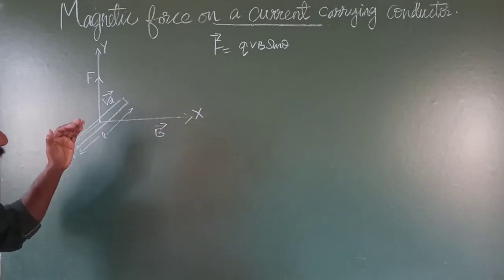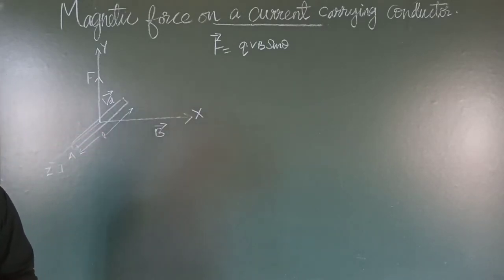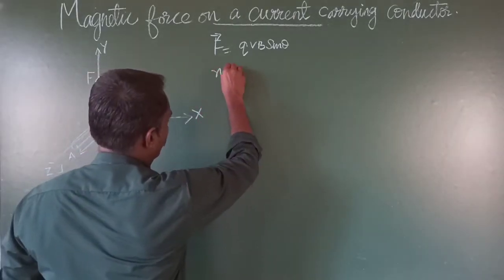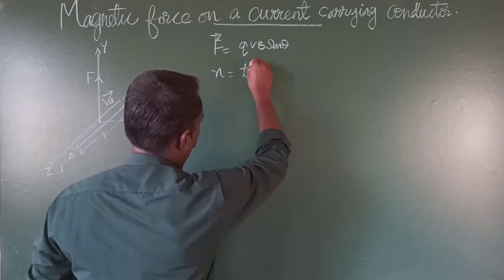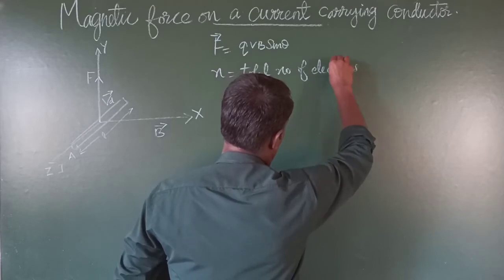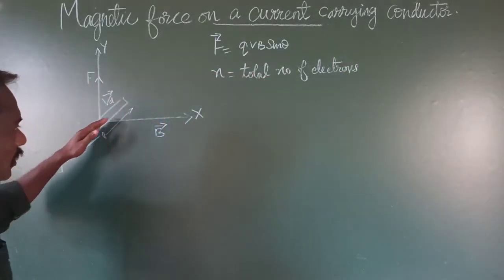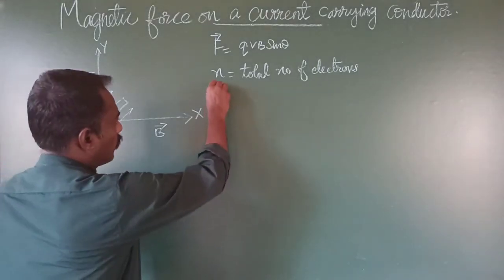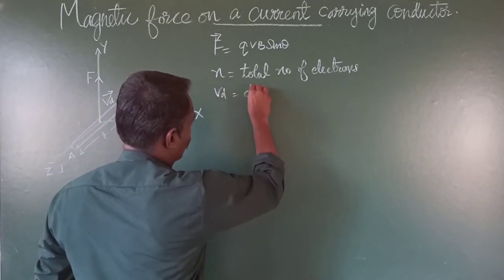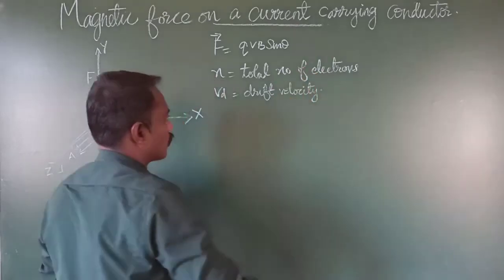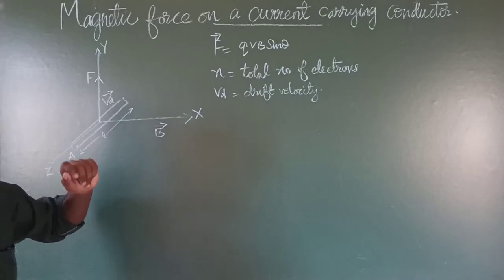From this given information, we can consider the total number of electrons. Let n be the number of electrons per unit volume moving along this conductor. Vd is the drift velocity, which is the average velocity of the electrons moving through the conductor.